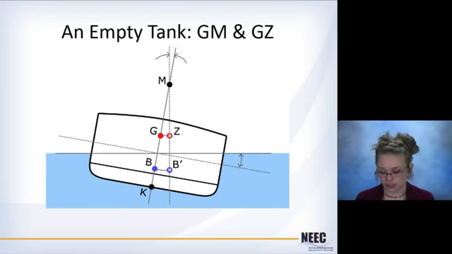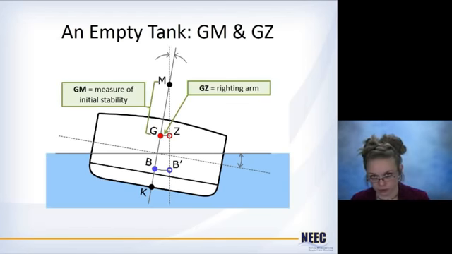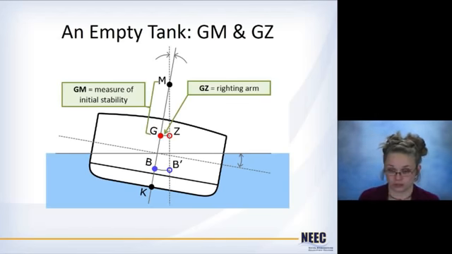Right. We take this ship and we heel it over a little bit. The center of buoyancy shifts a little bit. The center of gravity doesn't, because in terms of where it is relative to the ship, nothing's changed. So we draw a line between the new center of buoyancy and M, and we get GZ, which was the righting arm, and GM, which was our measure of initial stability.